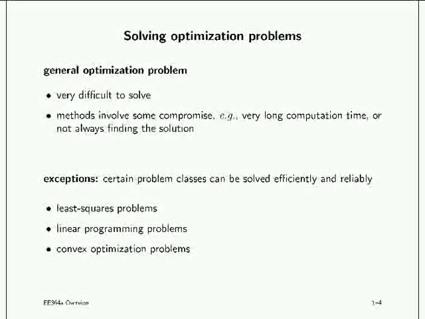Now, here's the bad news. It turns out most problems you can't solve. So sorry about that. Now, you can solve them in some compromised way. You can either have an extremely long computation time and be guaranteed to find the right solution, or you can have a fast way that's not guaranteed to find the solution. Now, and this is what this course is about, there are some very important exceptions, and these are mathematical optimization problems that you can solve extremely well. I mean, you can solve them efficiently and reliably.